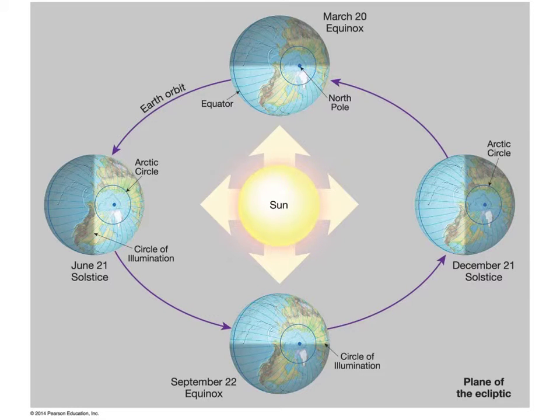So we will look at why we have seasons. It has to do with that tilt, right? And if you look here, our axis is right there. Imagine an imaginary axis coming out of here. The circle of illumination, this right here, shows us, we're starting with June 21st, and it divides the Earth into the daytime and nighttime hours.